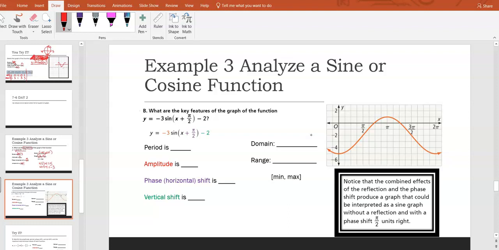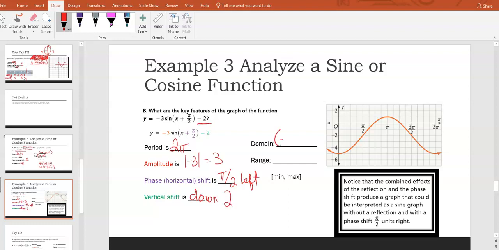So let's take a look again at the key features of this one and look at the graph. Now this one's a little different than the one we just did. This period, it's just 2 pi because I'm not multiplying x by anything. The amplitude is the absolute value of negative 3, so it's positive 3. And the horizontal shift is pi over 2, and because it's plus, it goes left. The vertical shift is out here, so it goes down 2.